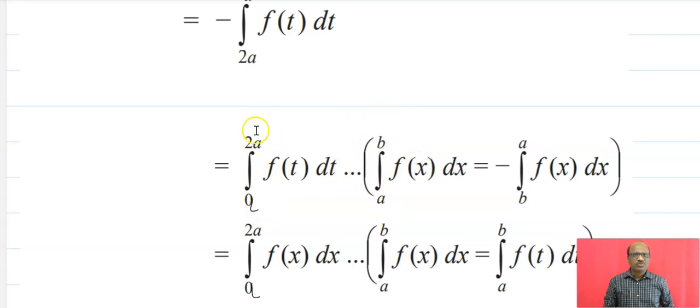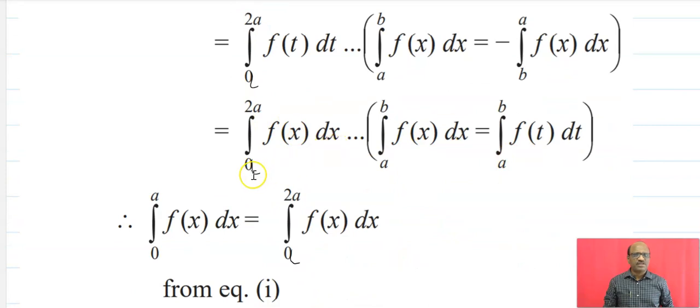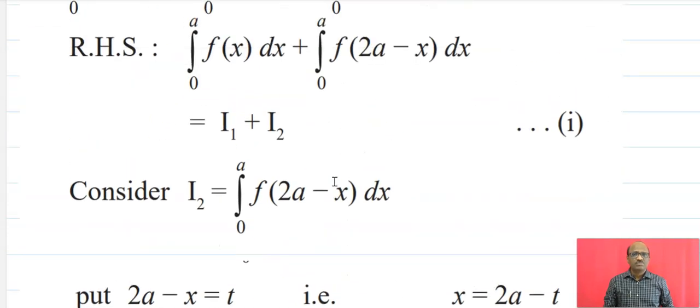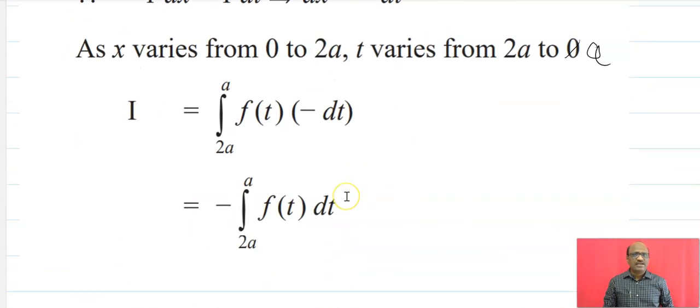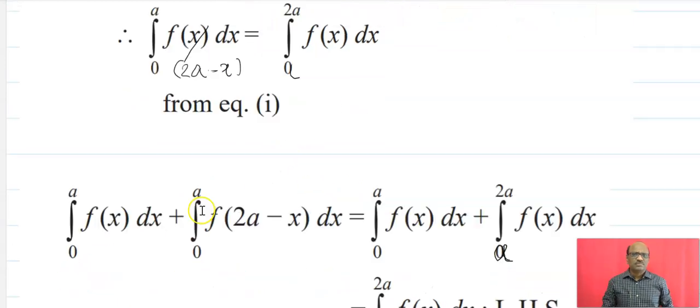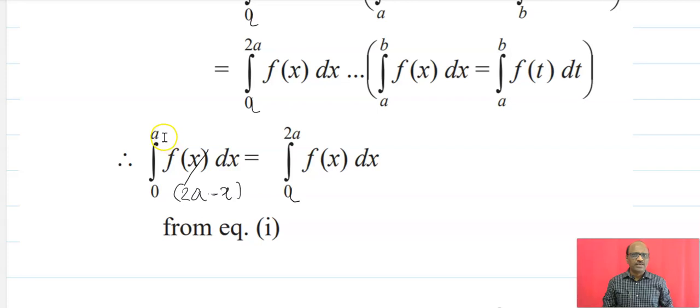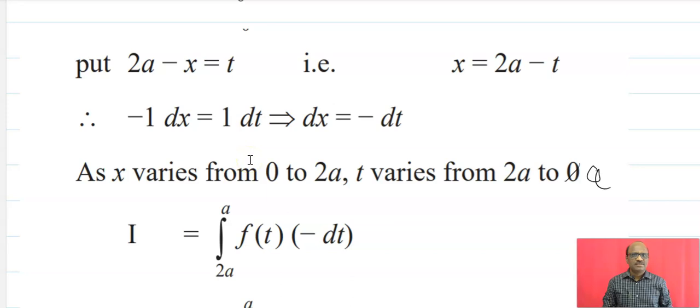That is integral a to 2a f of t dt. Again we'll apply here the change in the variable property, integral a to 2a f of x dx. And therefore what is here? The integral we have started here, the integral 0 to a, that is the I2, that is equal to, therefore our integral 0 to a f of 2a minus x dx is equal to a to 2a f of x dx. That is, we have defined this.